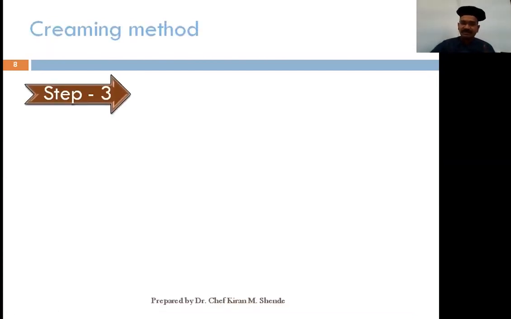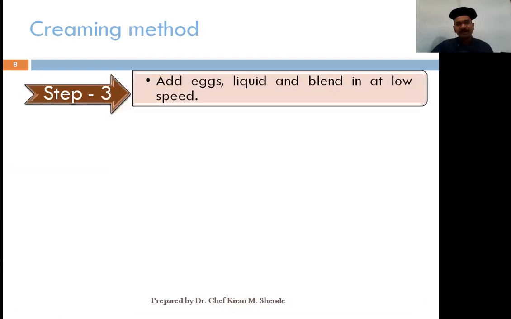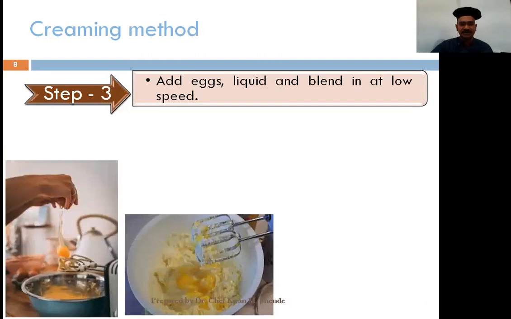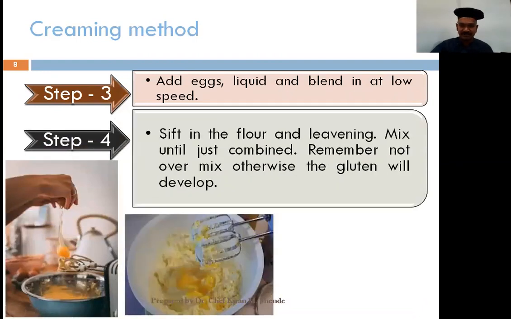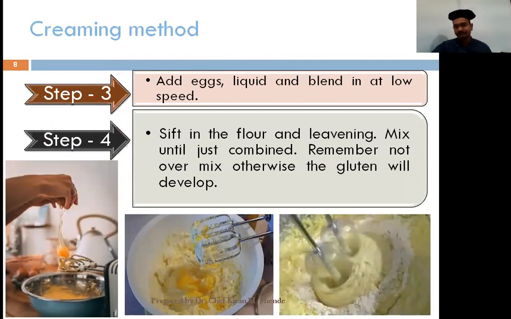Creaming method, step 3. Add the liquids and the eggs and blend it on a slow speed. At every point in time, you also have to make sure that you're not over mixing the mixture. Finally, you sift in the flour with all the leavening agents and mix until everything is combined. And like I said before, don't over mix the dough or the batter, otherwise the gluten will develop and hamper the texture of your cookie.